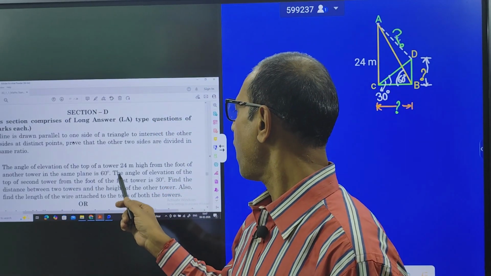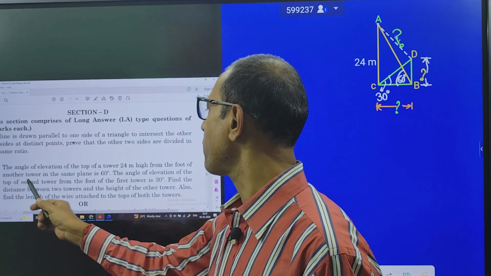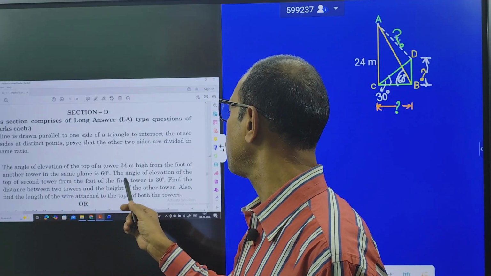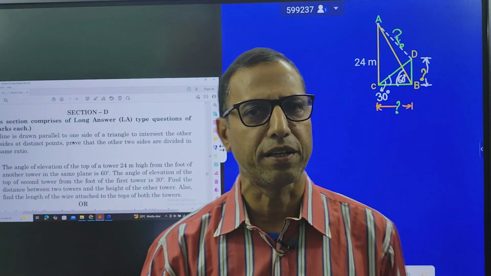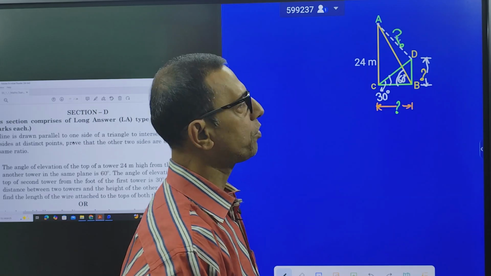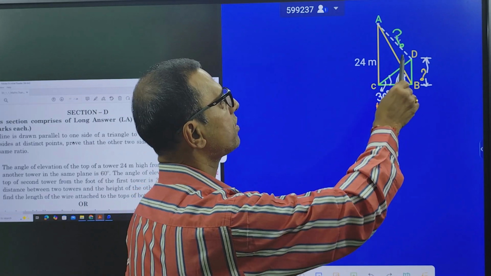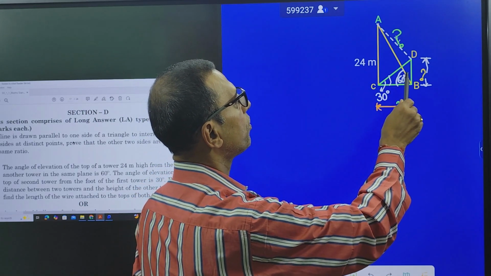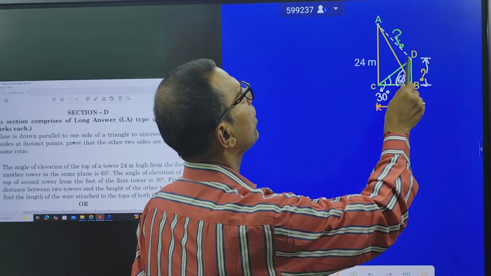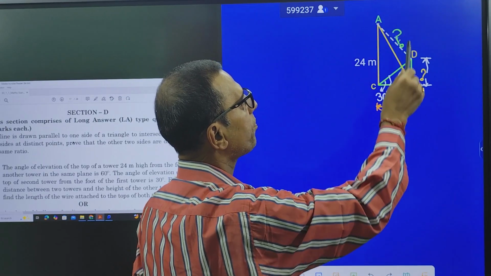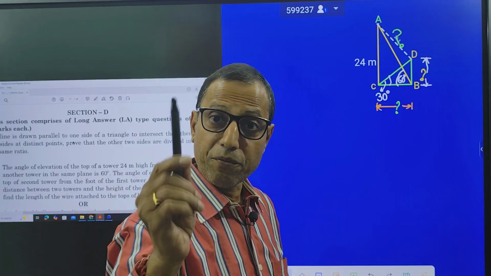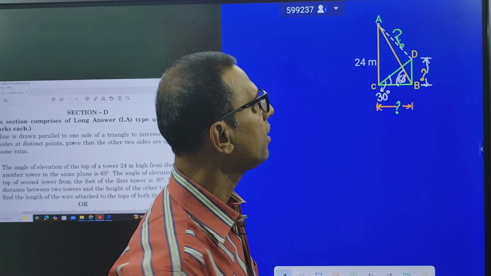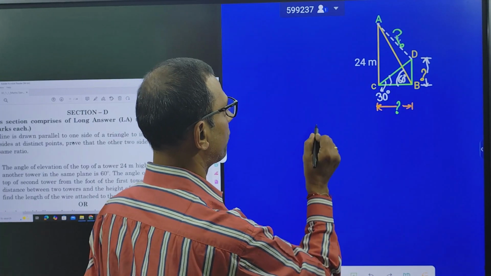Okay. Now the angle of elevation of the top of the second tower from the foot of the first tower is 30 degree. When you draw this diagram, you need to understand whether BD will be higher than AC or BD will be shorter than AC. Definitely BD will be shorter than AC. What is the logical explanation for that?